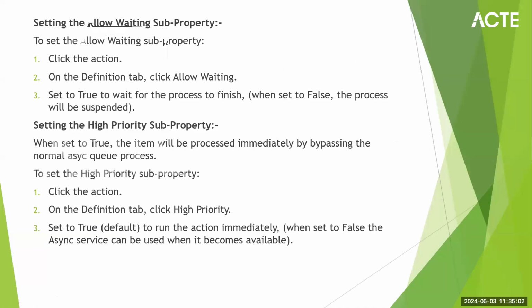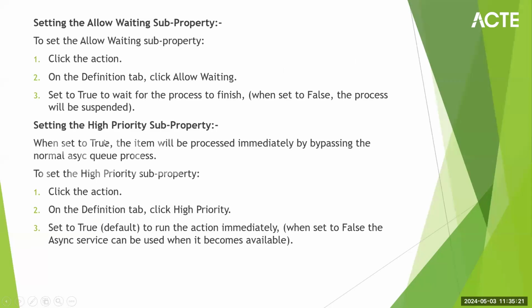Setting the allow waiting sub property. Waiting means hold on for like 10 seconds or 20 seconds, as per the user requirement. How do you do that? Go to the action definition tab and click on allow waiting and set it to true. If it is false, it will not be executed.